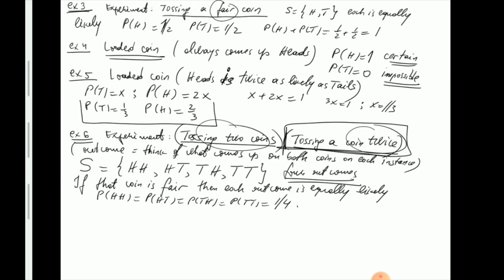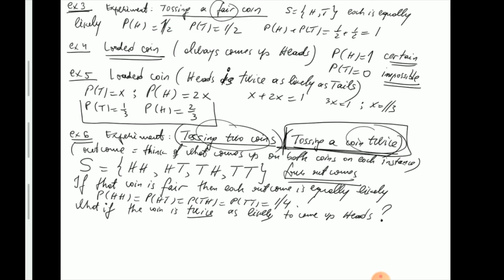But let's say we have the loaded example as in 5. So what if the coin is twice as likely to come up heads? This sometimes can be a little bit tricky in terms of how you actually figure out the probability assignment.